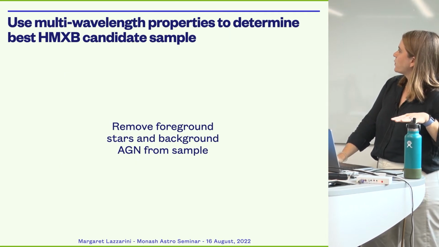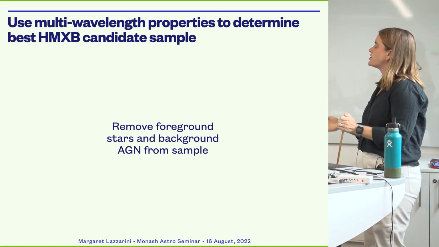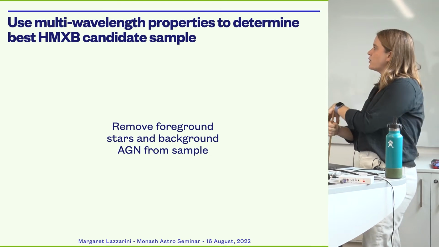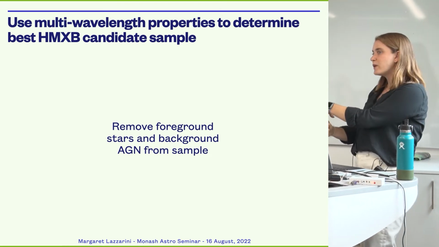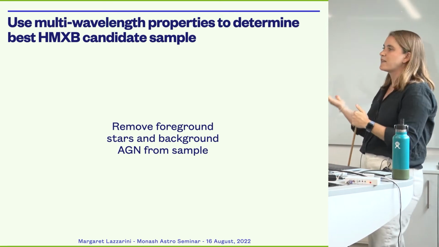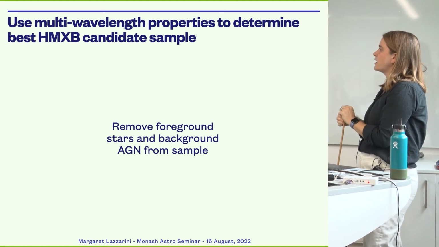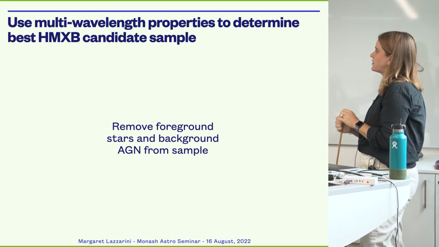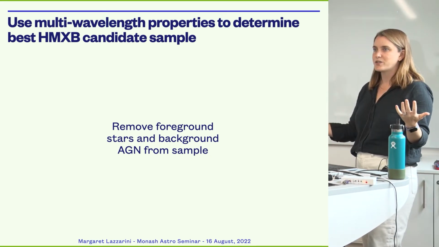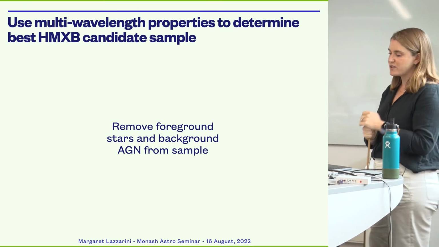So I wanted to say a quick word about how we determine our best HMXB candidate sample. Our main goal is to remove things that might be masquerading as HMXBs in our sample. Sometimes you will have a foreground Milky Way star that is bright in the X-rays, and you might mistake that for an X-ray source in M31 or M33. One of the most pesky contaminants in our sample are background AGN, which look like bright blue point sources coincident with hard X-ray sources. And so these are things that we're trying to weed out from our sample.